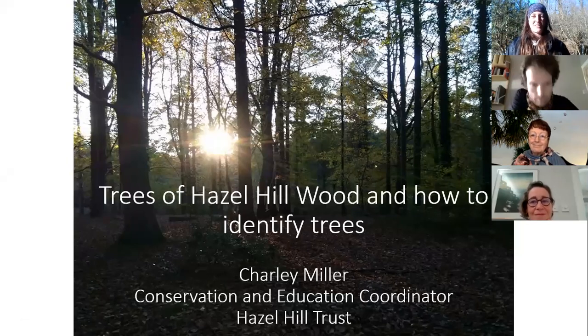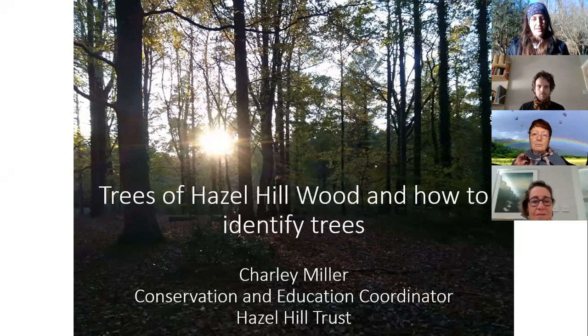Trees of Hazel Hill Wood and how to identify trees. Great. So just as an introduction, Hazel Hill Wood is a 70-acre ancient woodland site, meaning that the land has been wooded for centuries. It's mostly made up of plantation on ancient woodland site, or PAWS, meaning most of the trees are planted. And the fact that it's had continuous tree cover means that the ground flora underneath the trees has persisted, including many ancient woodland indicators like bluebells, wood anemones, wood spurge, wood melick, wood sorrel. They've all got wood in the name.